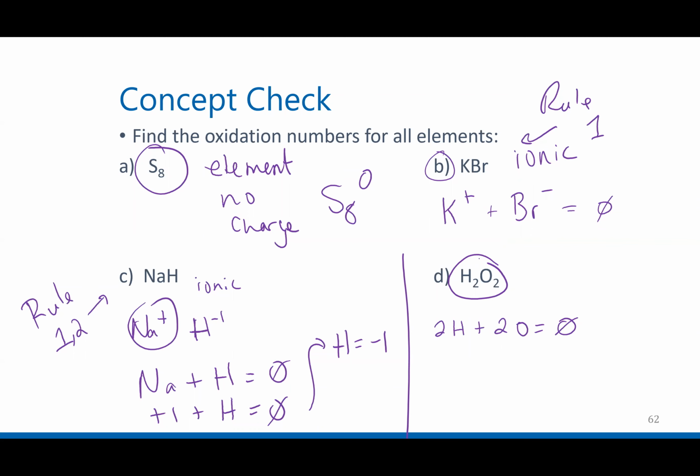Okay, rule number 3. I have hydrogen here, so I'm going to put in +1 for hydrogen. Rule number 3 states that if there's hydrogen in this compound, call it +1. Then I add 2 oxygens, and I know that that equals 0. So 2 plus 2 oxygens equals 0. 2 oxygens would equal -2.